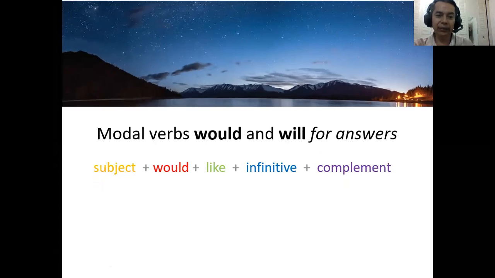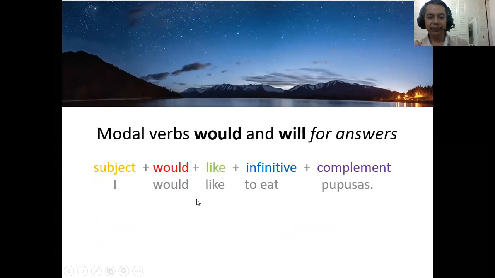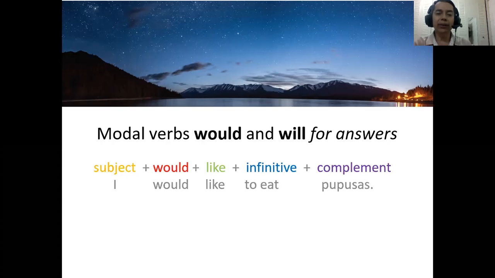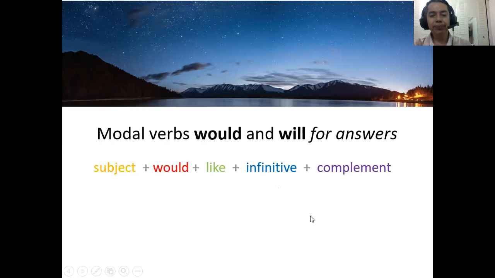Now, when you answer, you can use this structure, or would or will. I would like to eat pupusas. Okay, like Leonardo DiCaprio, he loves pupusa. So he says, I would like to eat pupusa. Ya me preguntaron, ahora yo estoy diciendo. Okay, estoy respondiendo. I would like. What would you like to eat? I would like to eat pupusas. And notice, would like again, the infinitive preceded by the preposition to, and the complement, right?